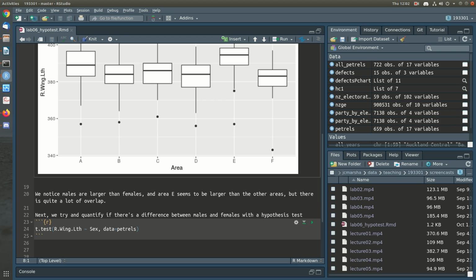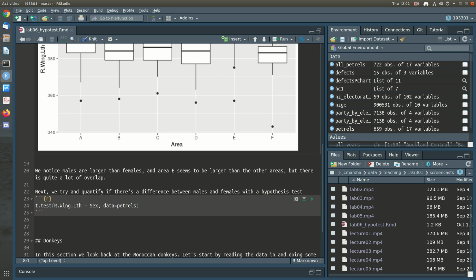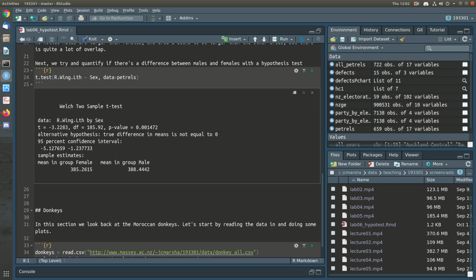Okay, next we're going to do a hypothesis test to test whether there's a difference between male and female directly. This is exactly the same as was done in lecture 5. We'll run that, and we can see that it estimates the mean of the females and the mean of the males, and you can see the difference between them is about 3.2 millimeters. The confidence interval for that is between 5 and 1, and the p-value is 0.001.